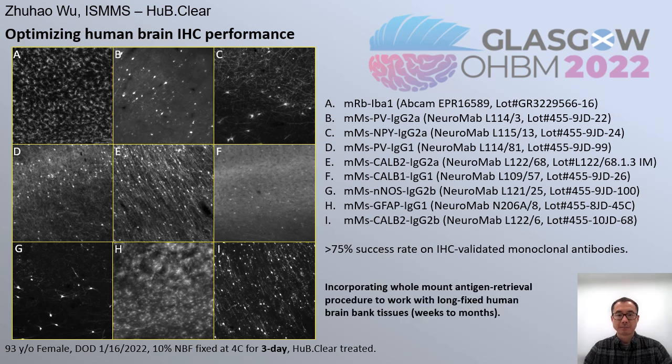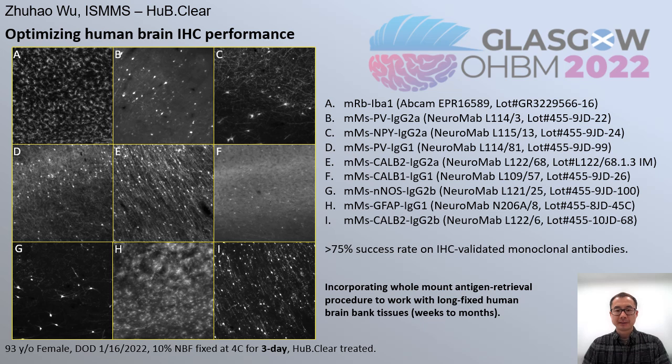After knowing what we should expect, we have also incorporated a whole-mount antigen retrieval procedure to work with long-fixed human brain bank tissues. In general, longer fixation will start to decrease the sensitivity of most of the monoclonal antibodies. Some are more sensitive than others. With whole-mount antigen retrieval, we are able to restore many of the markers to their expected performance compared to the short-fixed standard. We hope this effort will help us to achieve quantitative analysis of human brain samples with IHC, with understanding of various conditions that might influence the IHC performance outcome.